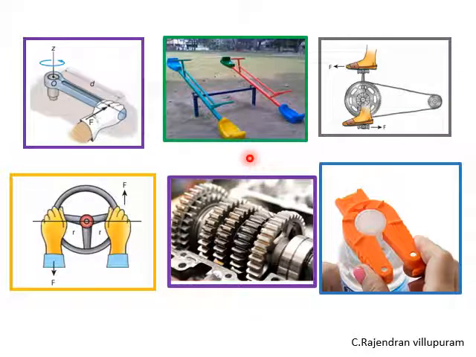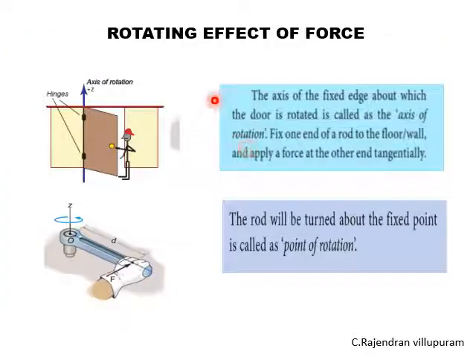Now we have seen them one by one. So what is the rotating effect of force? Here I have given two pictures. One picture shows a man closing a door, and another shows a spanner unwinding a screw. So this is based on the rotating effect of force, which occurs on the axis of rotation. Where does it occur? On the axis of rotation.